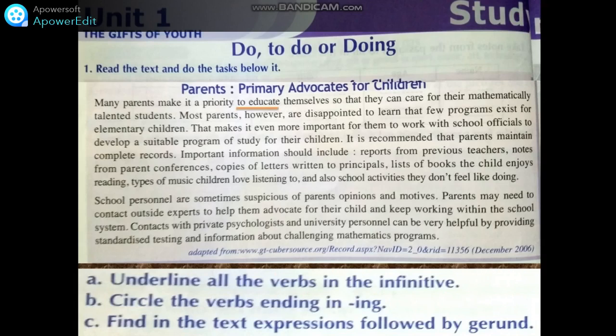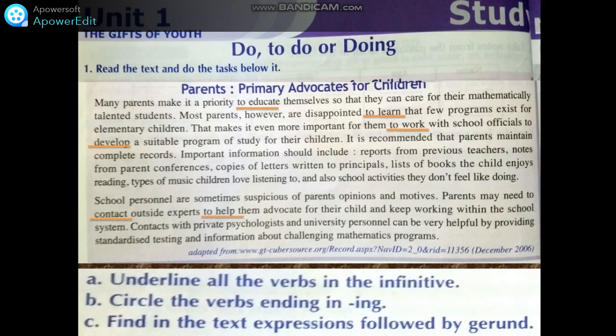Now we have in the text, to educate, very good. Next example, to learn, excellent. Next example, to work, very good. Next example, to develop, okay, great. Next example, to contact, very good. And the last example is going to be to help, excellent job.